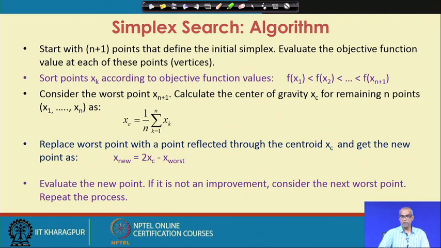If it is not an improvement, you can consider the next worst point. So, if the worst point when reflected does not improve the function value, we can consider the next worst point in the original simplex, and then we repeat the process.